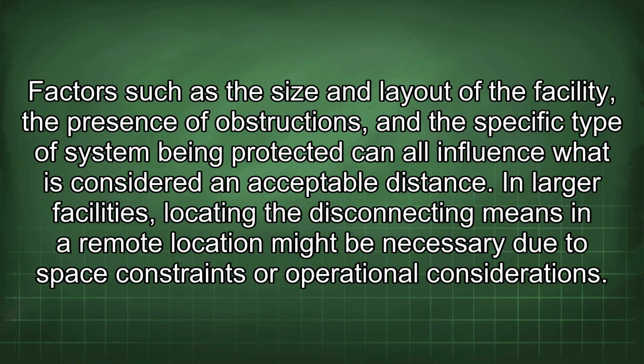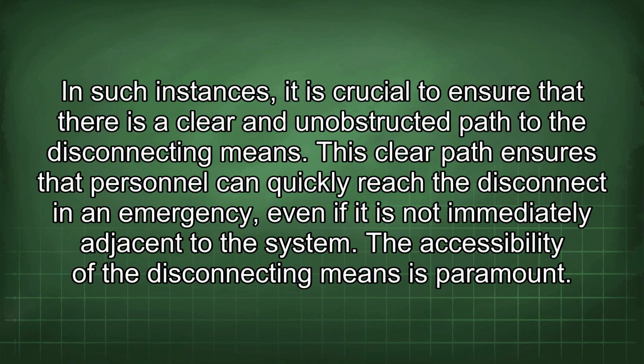Factors such as the size and layout of the facility, the presence of obstructions, and the specific type of system being protected can all influence what is considered an acceptable distance. In larger facilities, locating the disconnecting means in a remote location might be necessary due to space constraints or operational considerations. In such instances, it is crucial to ensure that there is a clear and unobstructed path to the disconnecting means. This clear path ensures that personnel can quickly reach the disconnect in an emergency, even if it is not immediately adjacent to the system.